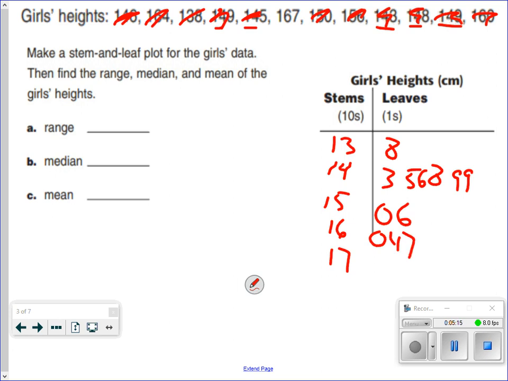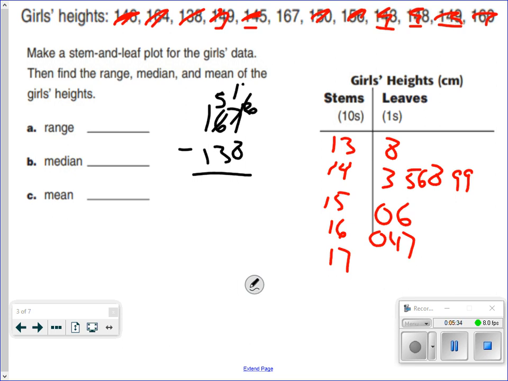What is my range? Well, my biggest number is a 167 minus 138. Go ahead and subtract these. I'm going to make this a 6. I'm going to make this a 5.